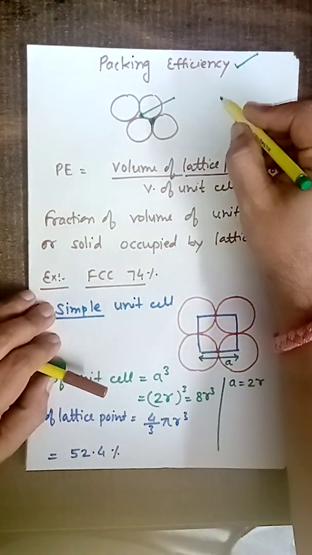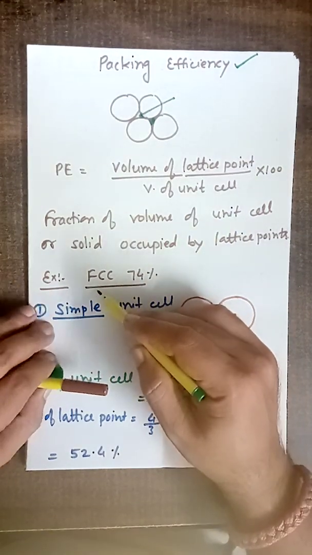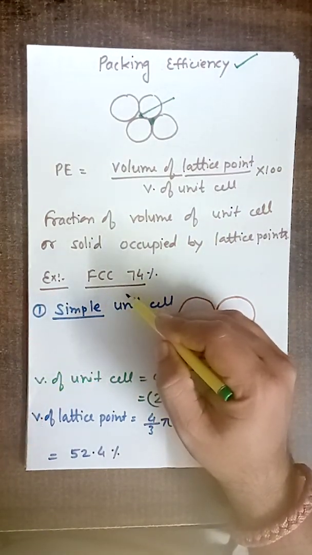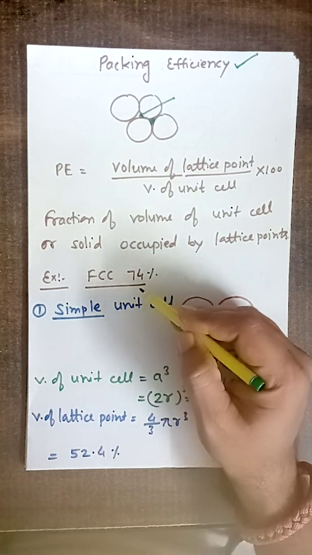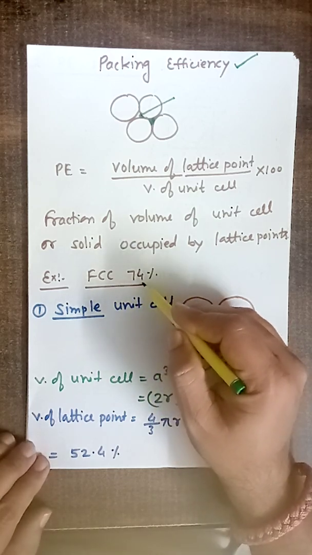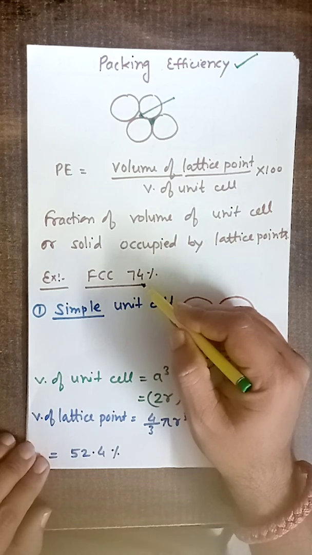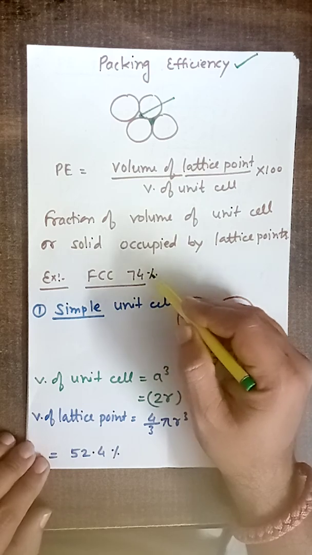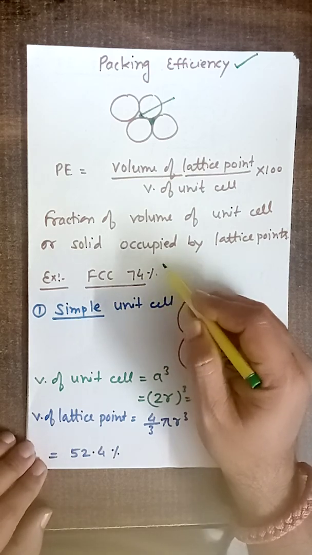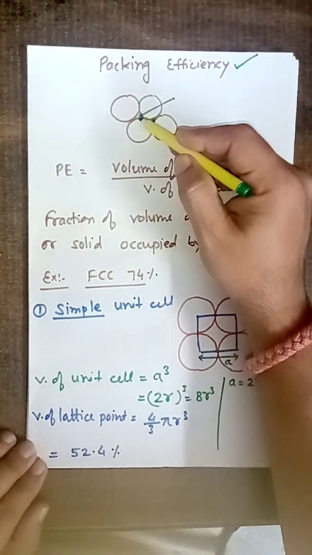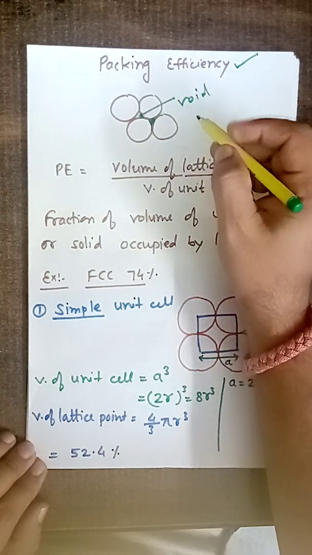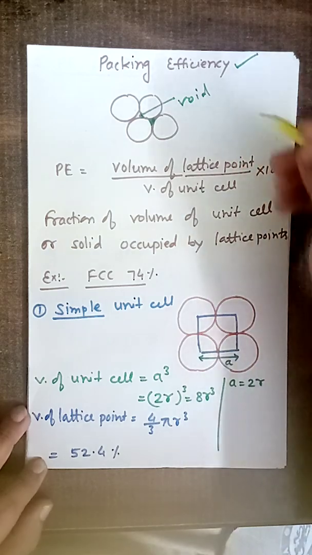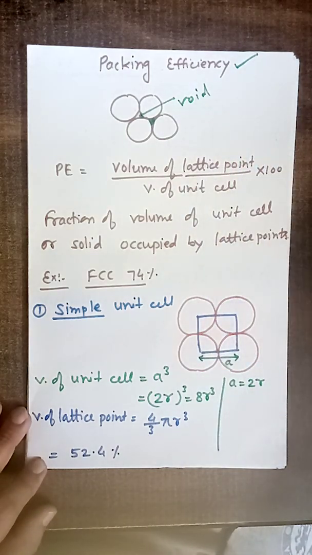So suppose packing efficiency of a solid is 74%, like FCC, face centered unit cell has packing efficiency 74%. This means 74% volume of the unit cell is occupied by particles and the remaining 26% is void or vacancies. This free space is known as either void or vacancies or holes. You can also say them as interstitial sites.